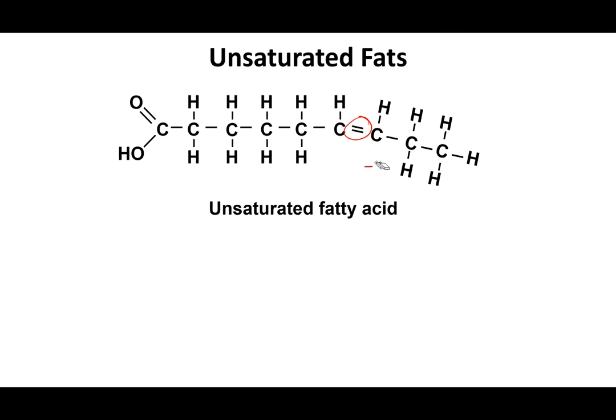You'll also notice that if there are hydrogens missing on the same side, it causes a bend in the tail. So if you see a kink in a fatty acid tail, that's a good indication that it's an unsaturated fat or an unsaturated fatty acid.